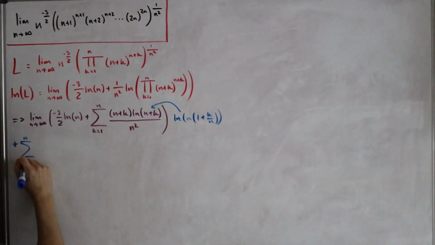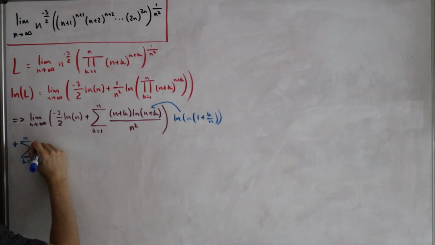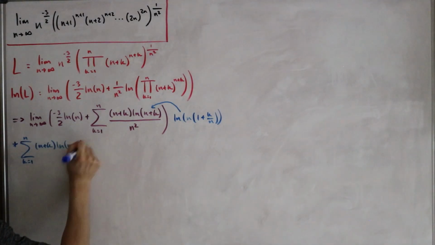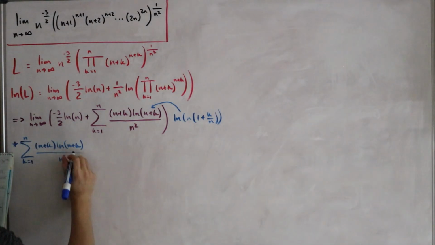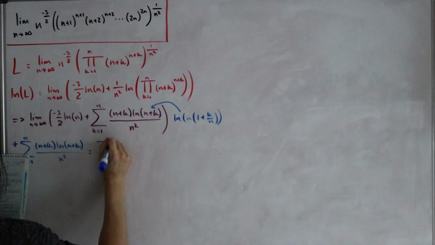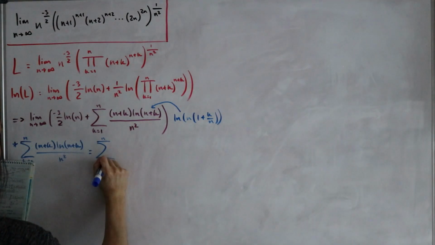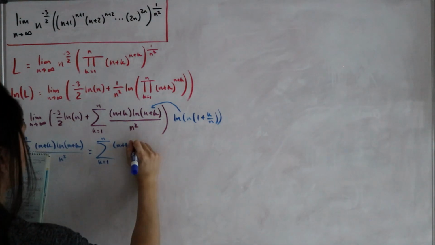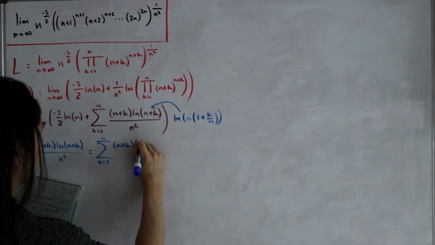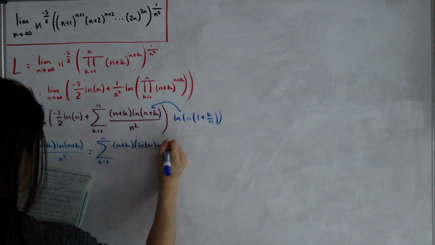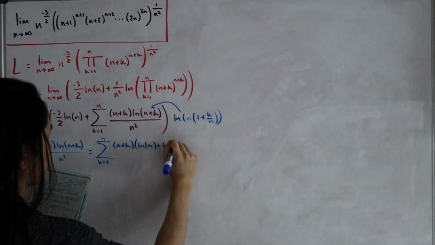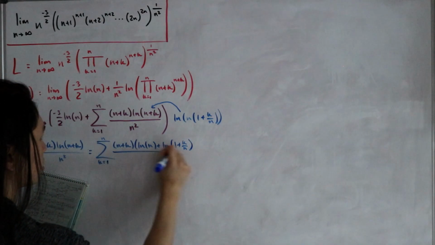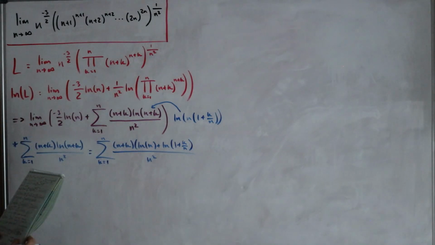So the sum from k equals 1 to n of (n plus k) multiplied by the natural log of (n plus k), with n divided by n squared. Simply, of course, the same thing written as our partial sum, k equals 1 to n of (n plus k), then multiplied by, so we applied the natural log properties, the natural log of n plus the natural log of 1 plus k divided by n, all this still being divided by n squared.